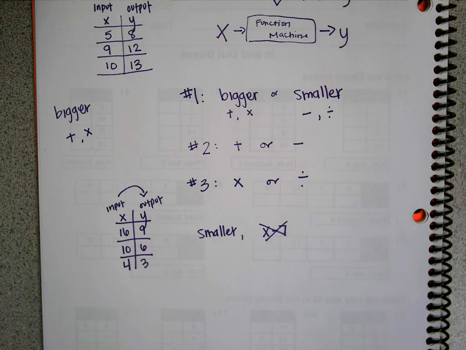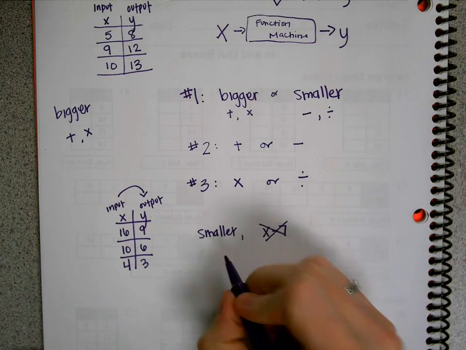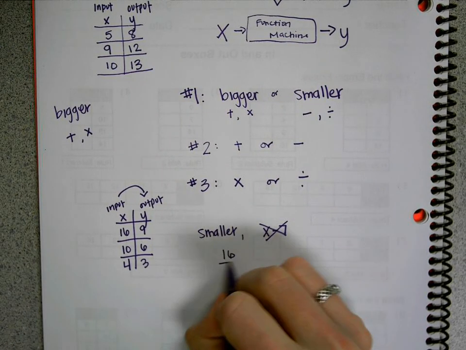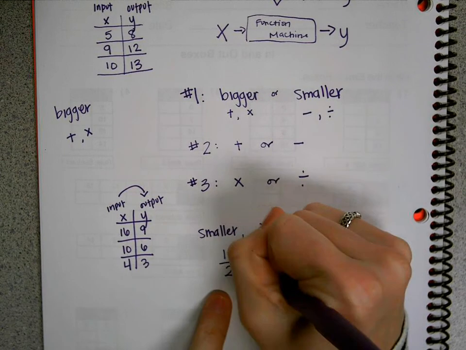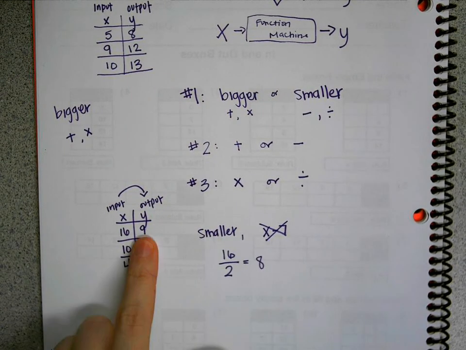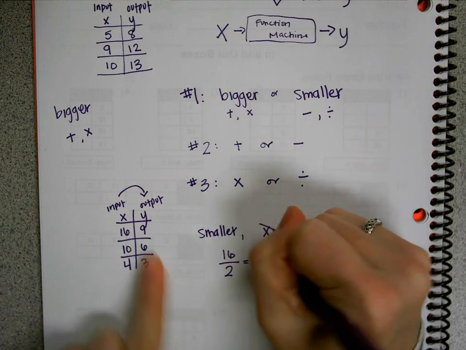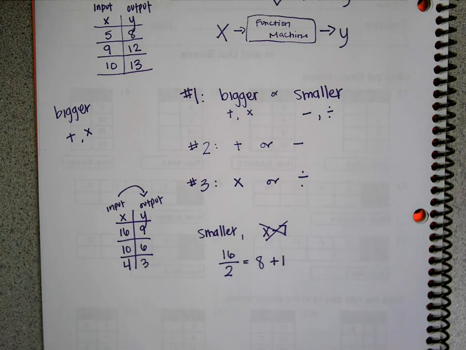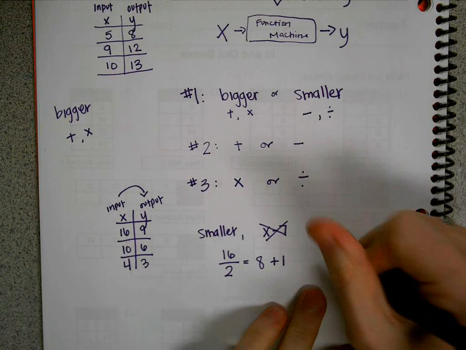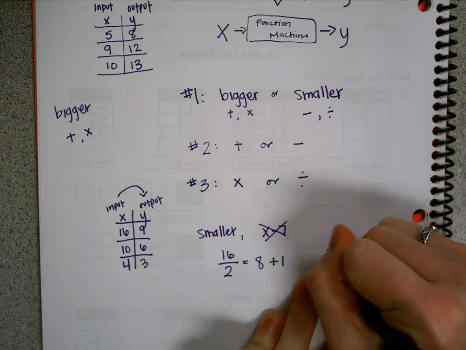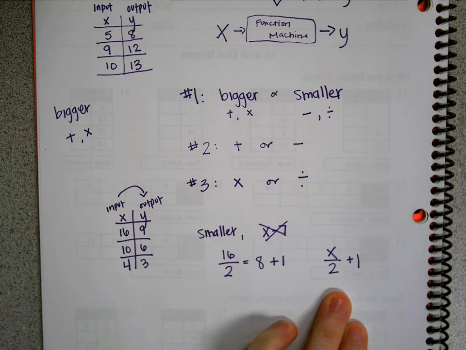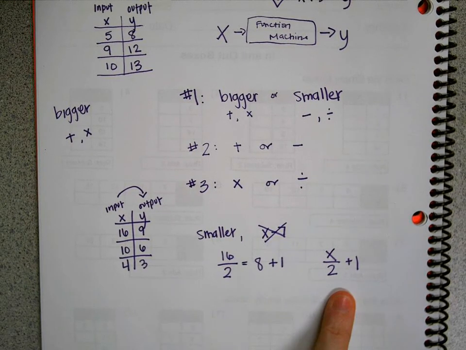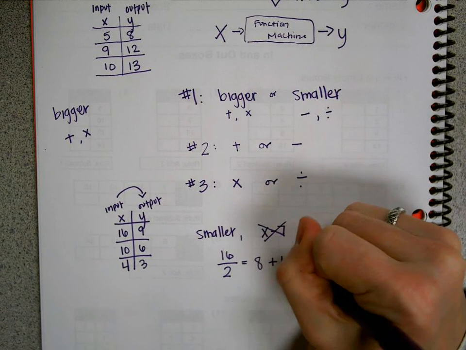Well, I just said that 16 divided by 2 was 8, and 8 is pretty close to 9. So let's try that. 16 divided by 2, and that's going to give us 8. So in order to get to 9, we just need to add 1 at the end. Okay, so far we have a pattern. We took our x and we divided by 2, and then we had to add 1. Now let's check and see if that works for our other numbers.